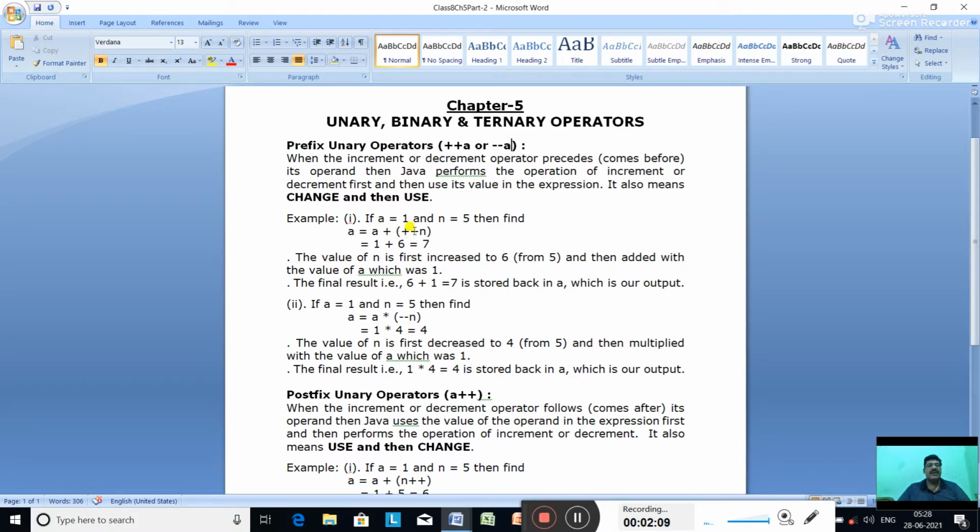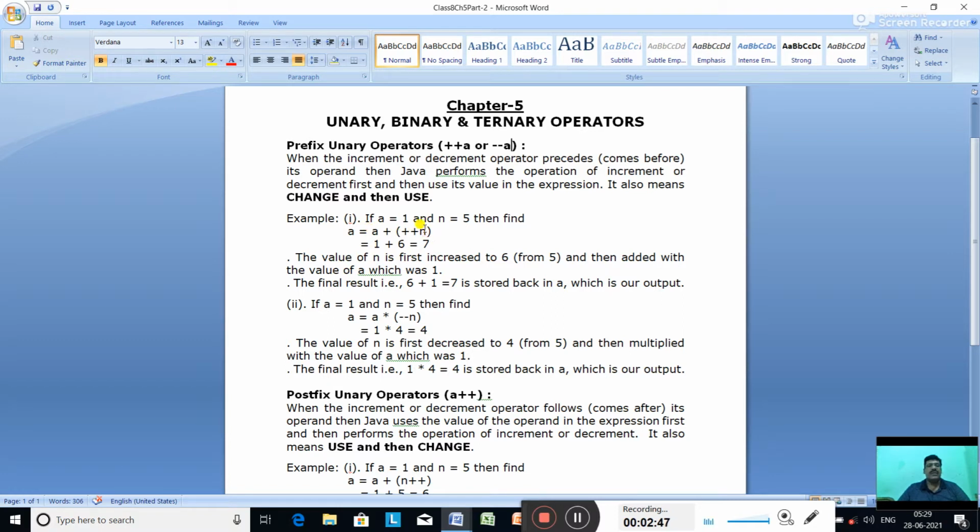Now see this example. If a equal to 1 and n equal to 5, a value is 1 and n value is 5, then find a equal to a plus plus plus n. That is the increment operator. Which one? Prefix increment operator. So it is prefix. So what will happen? First the value of n will be increased, means changed by 1, and then used in the expression. After increasing the value of n by 1, the new value will be added to a.